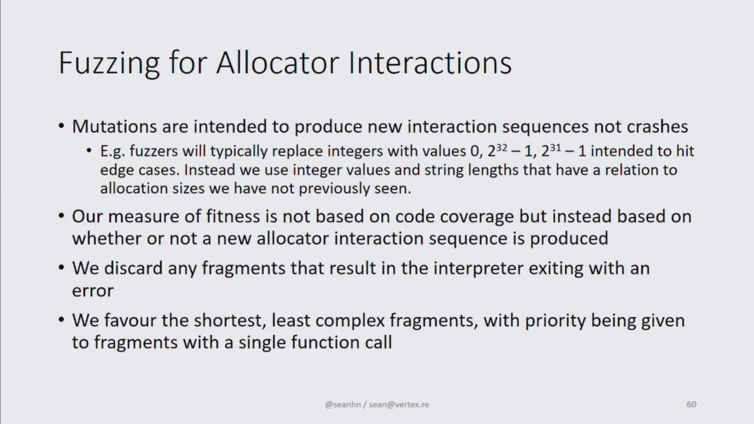Secondly, our measure of fitness isn't based on code coverage, because that's what we don't care about. It's based on whether or not we trigger a new allocator interaction. If by chance we find a bug and we actually cause the allocator to crash, we throw that away because we don't want that to happen. We want to find new allocator interaction sequences. And then we favor the shortest, least complex fragments during this fuzzing.